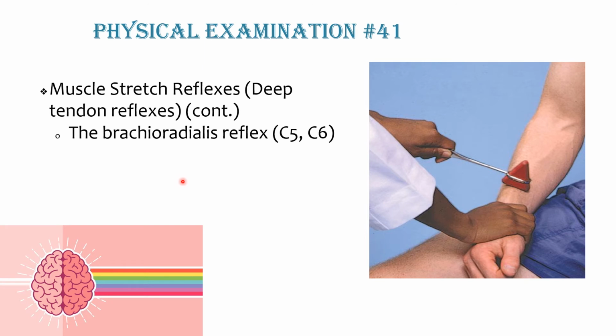Okay, so to test for the brachioradialis reflex for C5 and C6, the patient's hand should rest on the abdomen or in the lap, with the forearm partly pronated. Strike the radius, as you can see in this picture, with the flat or the pointed edge of the reflex hammer, about 1 to 2 inches above the wrist. You have to watch for flexion and supination of the forearm.